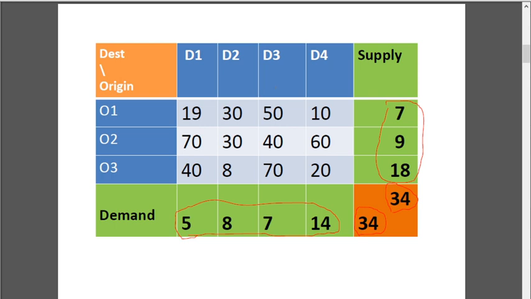This type of transportation problem we call a balanced transportation problem, where the supply is equal to the demand and you can satisfy all the required demand from the supply available. So we'll be seeing how to solve the transportation problems which fall under this category.